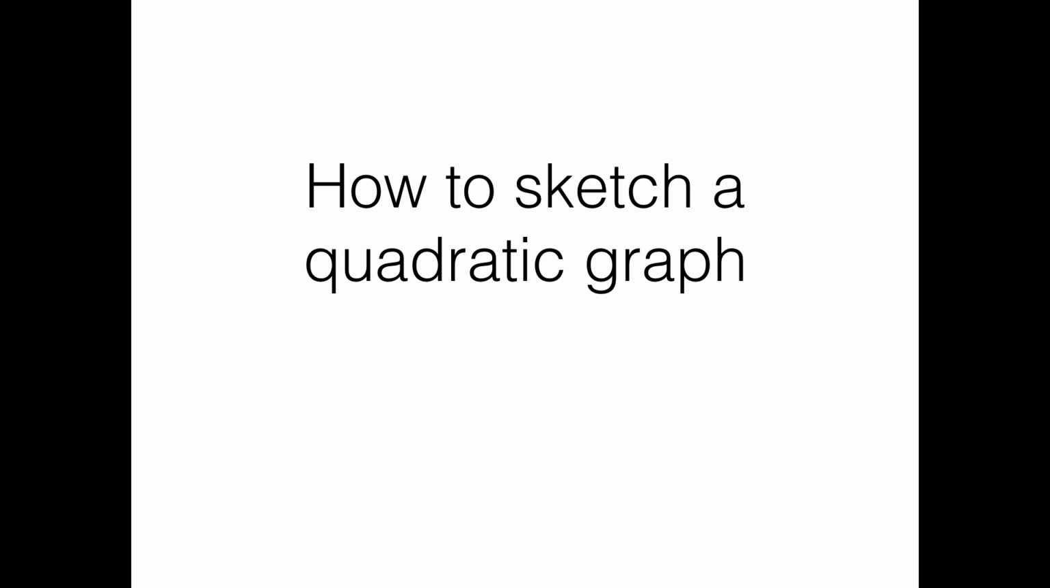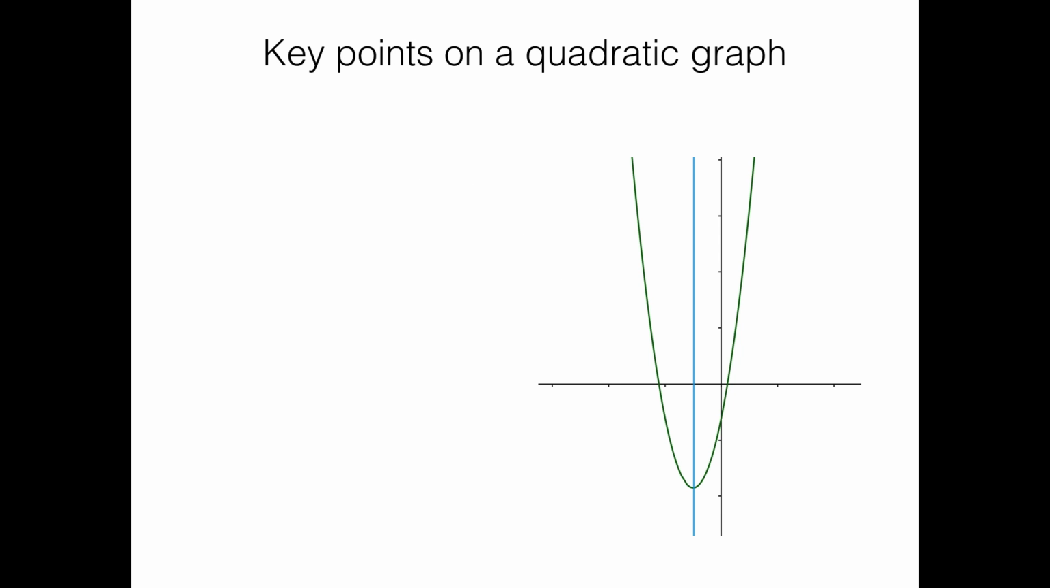In this video, we are sketching a fully labeled quadratic graph. First, we need to find a few key points on the quadratic graph. The first one to identify is the y-intercept. We find the y-intercept by making x equal to 0.